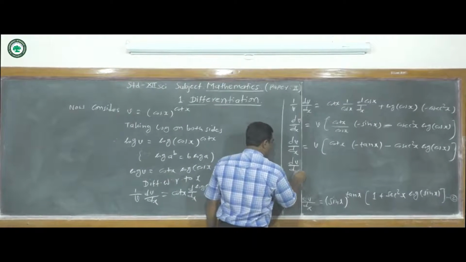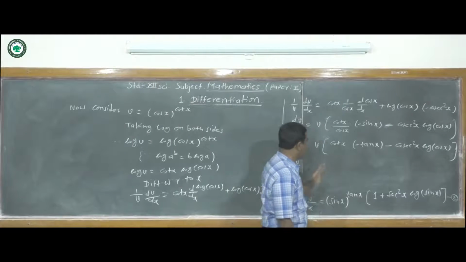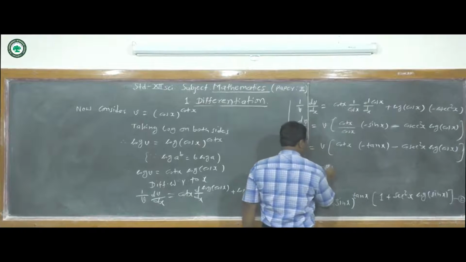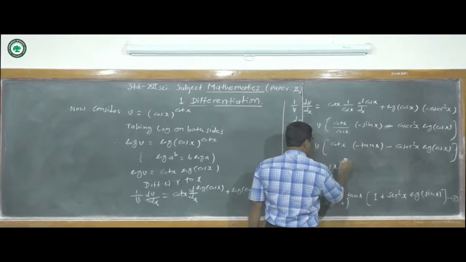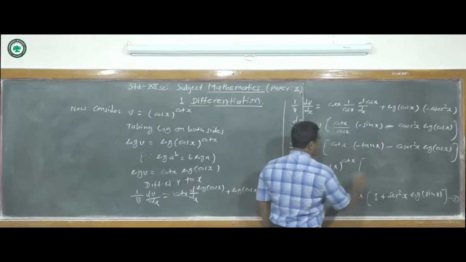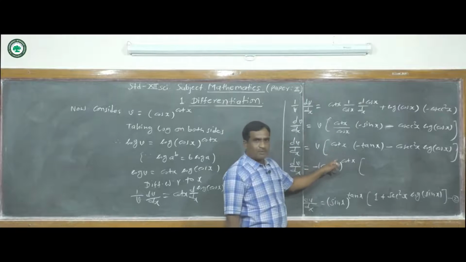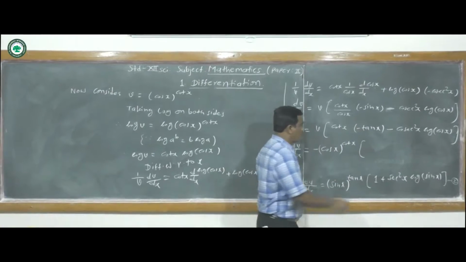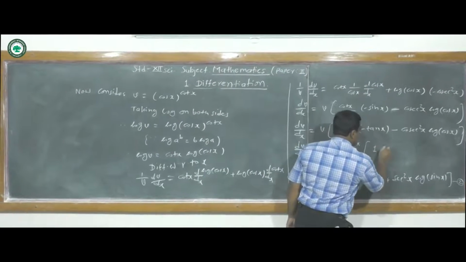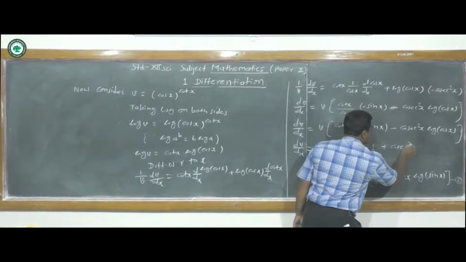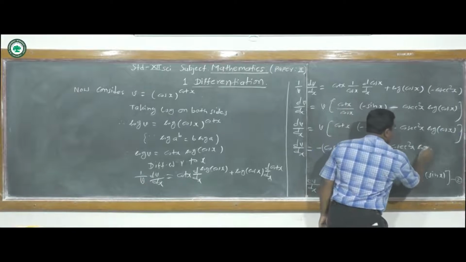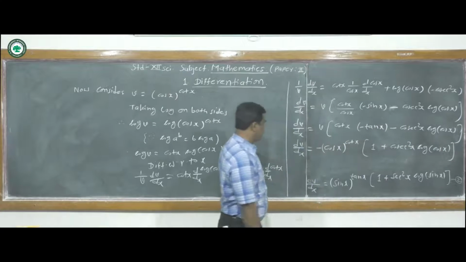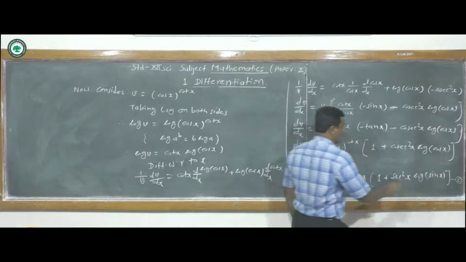dv by dx equals, taking this minus sign common, minus into the value of v, cos x raised to cot x. Here cot x means 1 upon tan x, and 1 upon tan x into tan x cancels out, remaining only 1, plus cosec square x into log of cos x. Now say this as equation number 3.